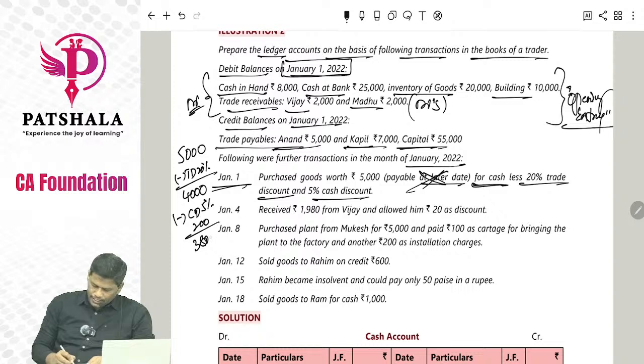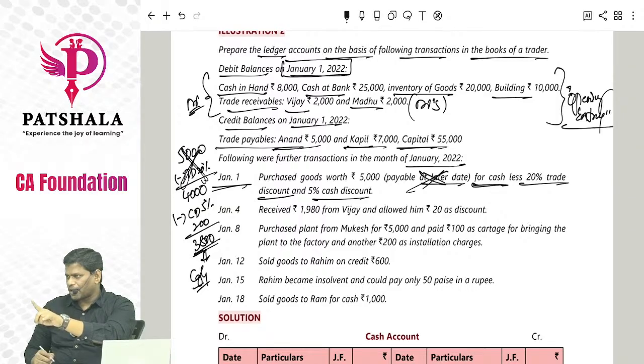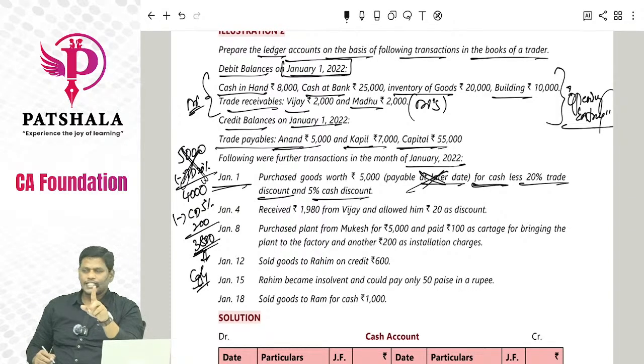So 3,800 is cash. So our transaction is not 5,000. You should never take 5,000. Our transaction is only 4,000. This I already explained to you in the journal. Trade discount will never ever form part of transaction. What forms part of transaction is only cash discount. Am I clear?